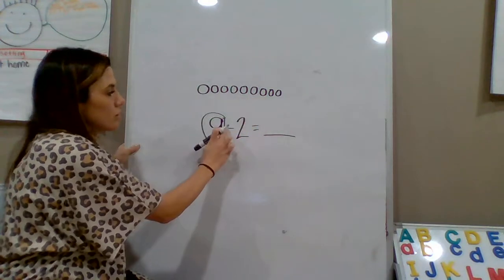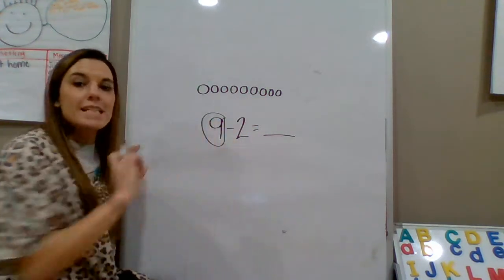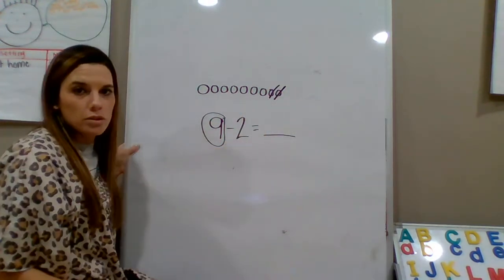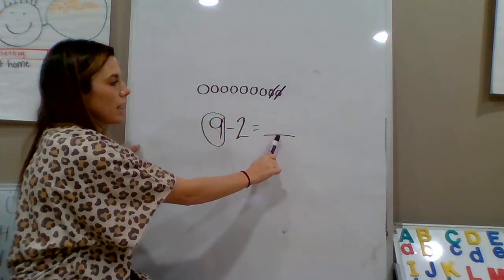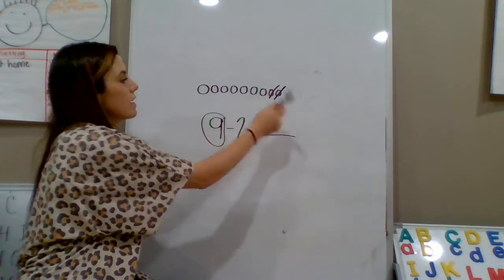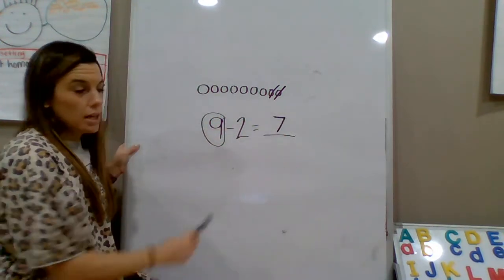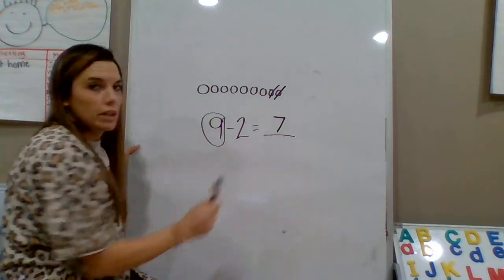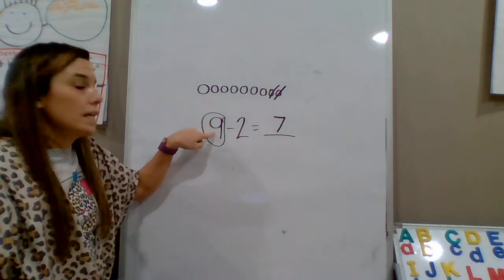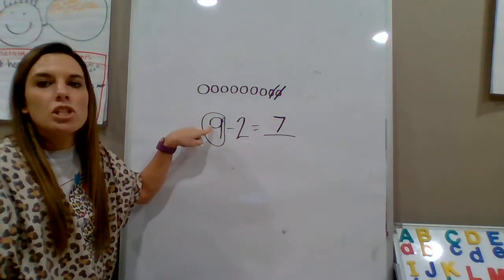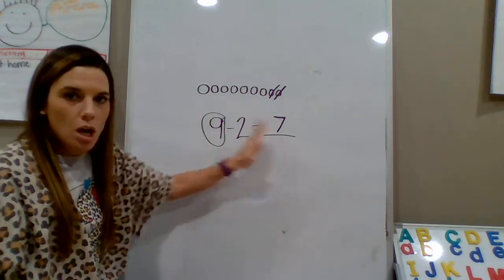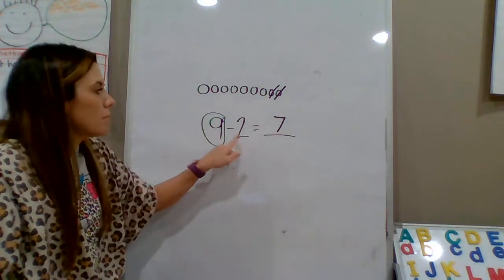I have 9 circles minus 2. So I'm going to take 2 circles away. All I'm going to do is cross off 2 circles. I have 9, I'm taking 2 away. How many do I have left? I'm going to count. 1, 2, 3, 4, 5, 6, 7. 7 left. 9 minus 2 equals 7. Notice how in this subtraction problem, my biggest number is the number I start with because we're subtracting. We want to make this number smaller. 9 minus 2 equals 7.